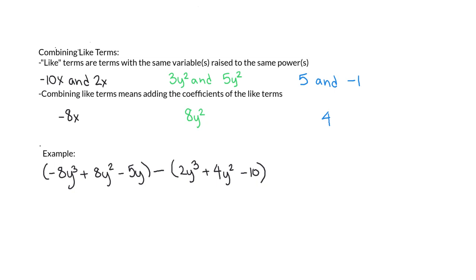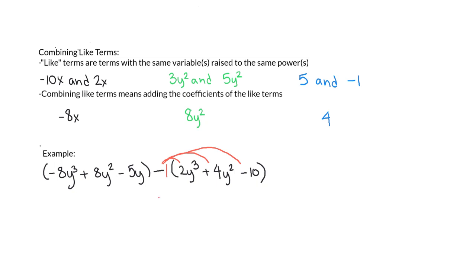Let's do an example. Negative 8y to the third plus 8y squared minus 5y minus 2y to the third plus 4y squared minus 10. Before we combine like terms, we need to do something about this negative. Now that negative is showing that the second polynomial in parentheses is subtracted from the first one. So one thing we could do is turn the negative to a negative 1 and distribute it to the terms in the parentheses.